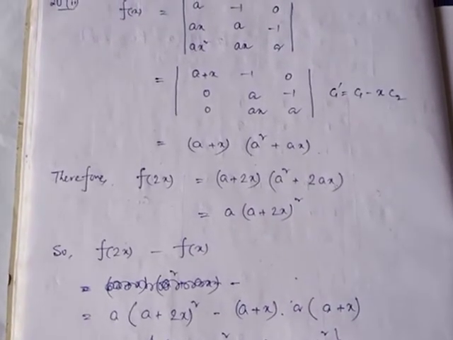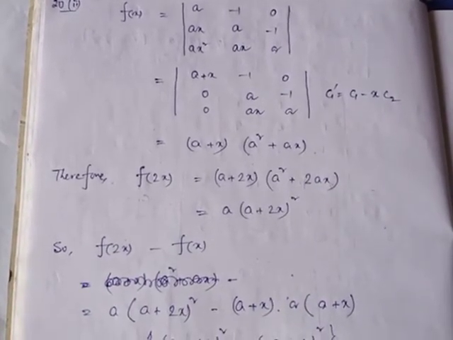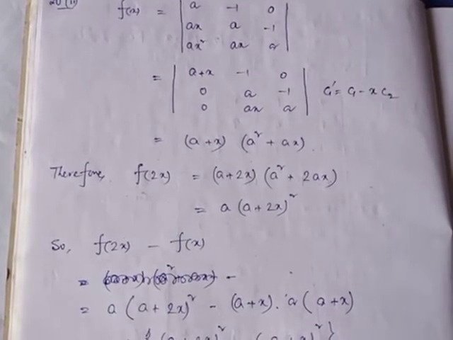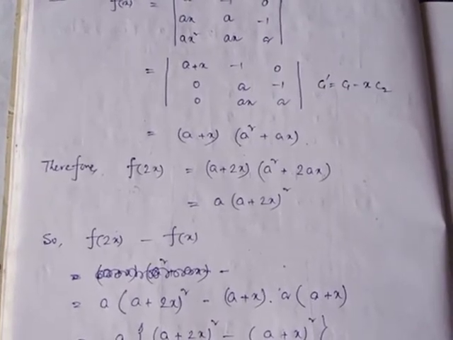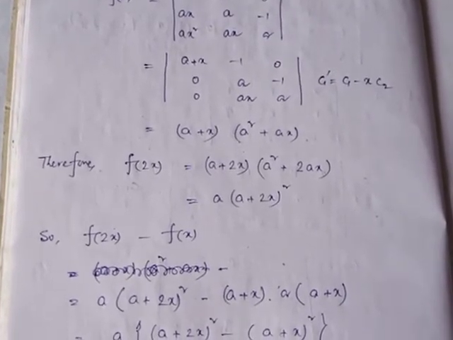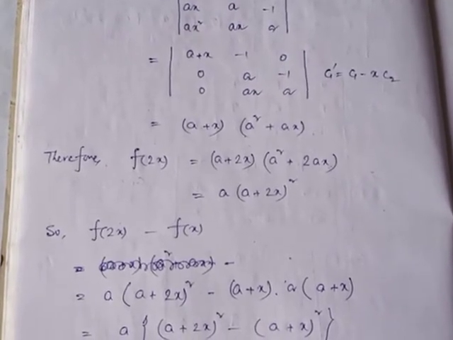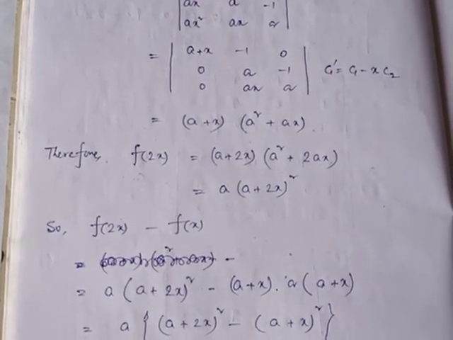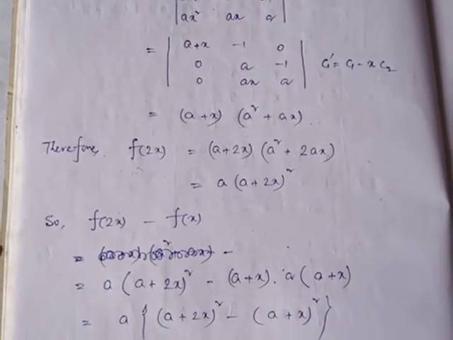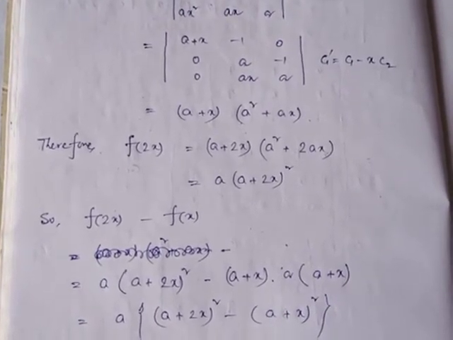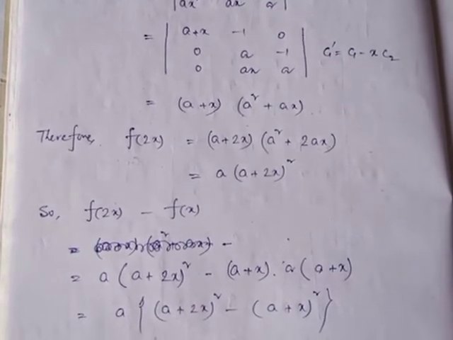Now in 22, see that f(x) is given as the determinant with rows (1, x, x square), (minus 1, a, x), (0, minus 1, a). Now applying C1 dash equals C1 minus x C2, then we can write a plus x, 0, 0, minus 1, a, x, 0, minus 1, a. Now multiplying, we get (a plus x) into (a square plus ax). Now if we write f of 2x, in the position of x we can write 2x, that means (a plus 2x)(a square plus 2ax), that means a into (a plus 2x) whole square, right?